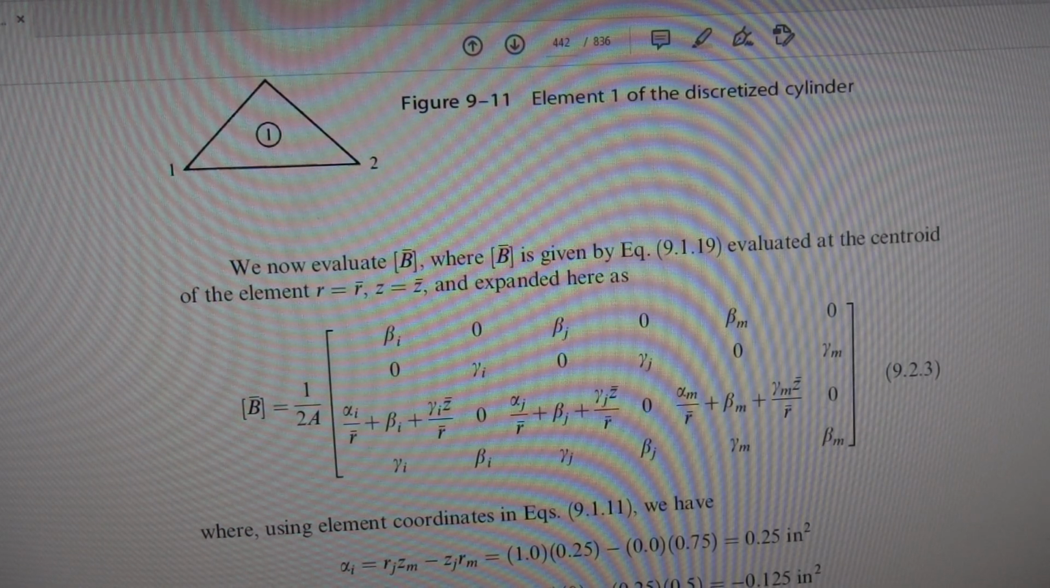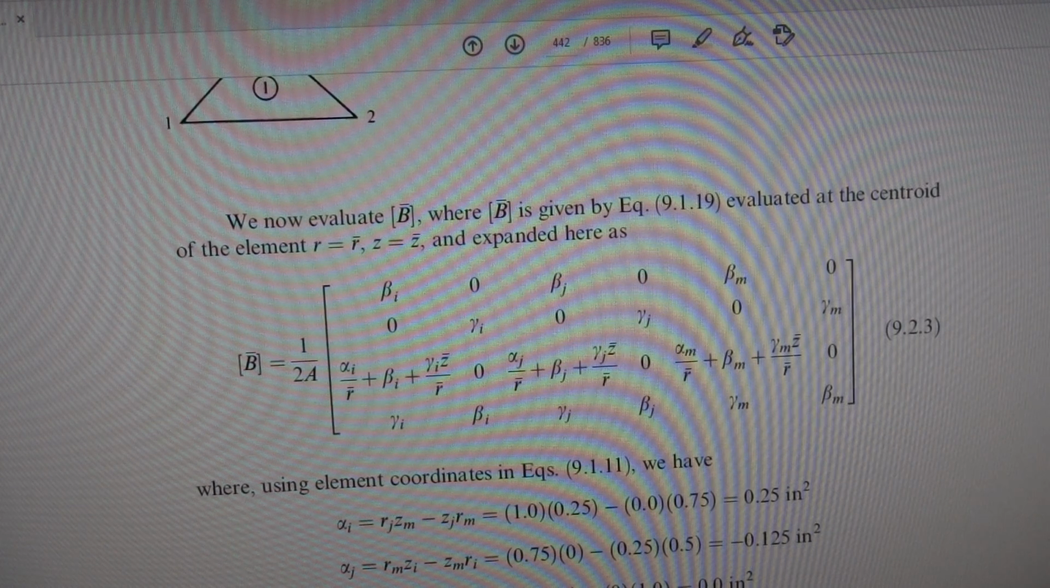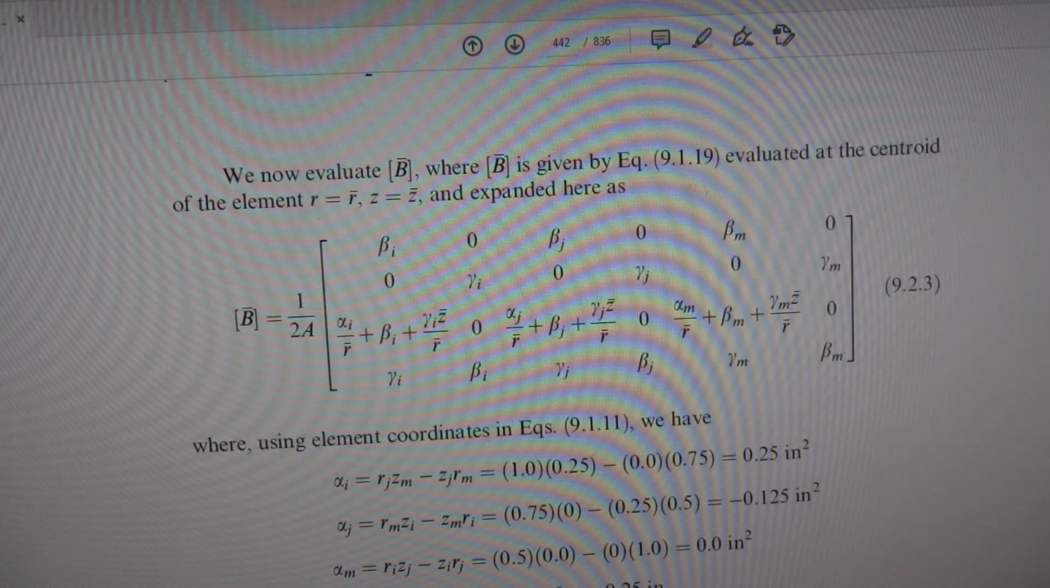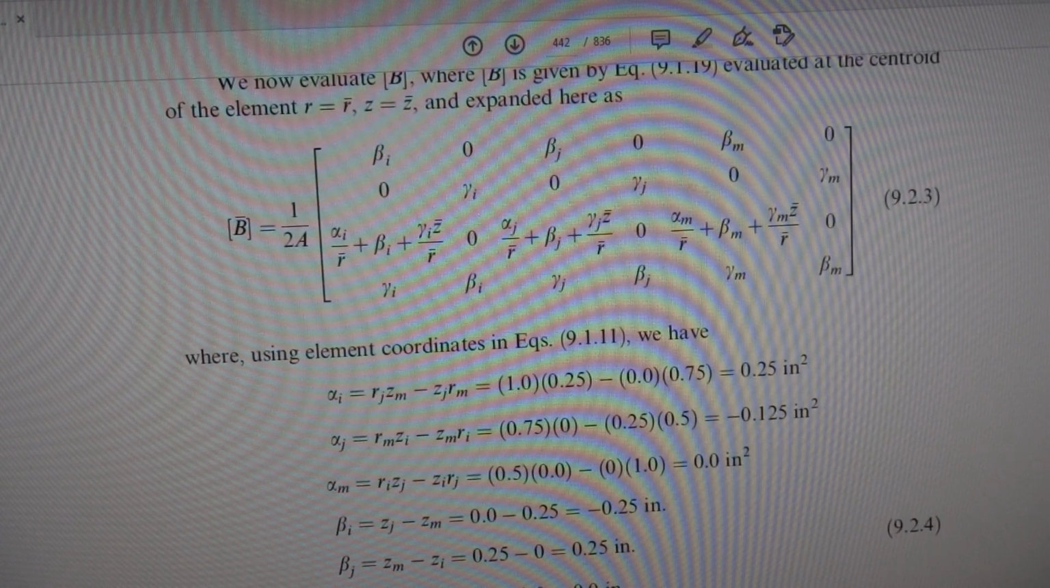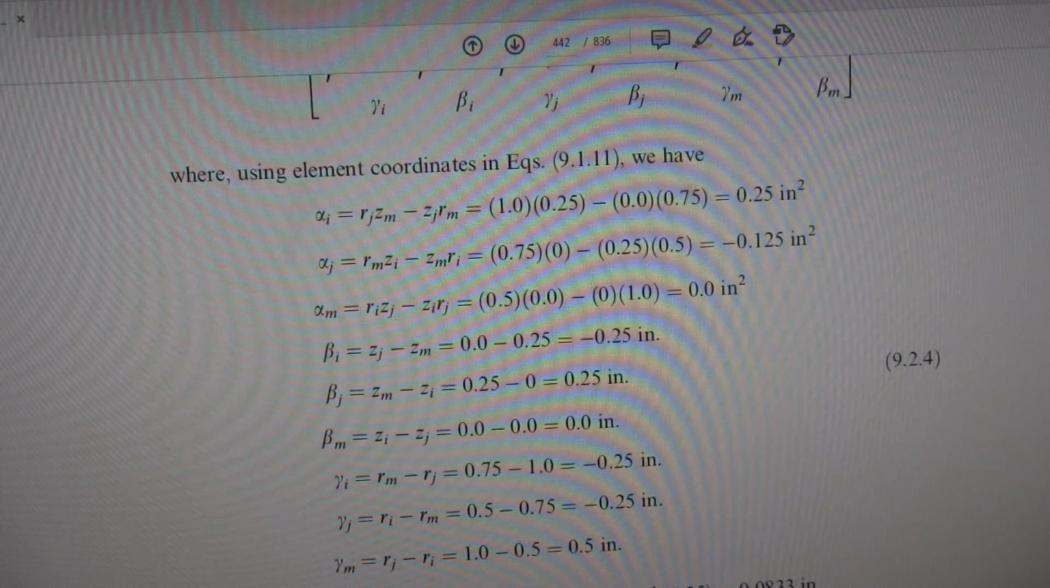The formulas for alpha i, alpha j, alpha m have already been derived for the triangular element. Beta i, beta j and beta m are derived. Gamma i, gamma j and gamma m are also already derived.